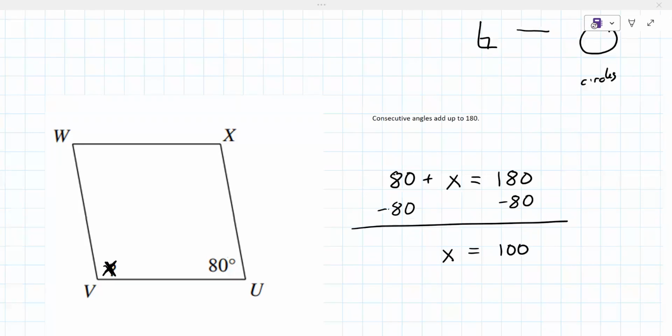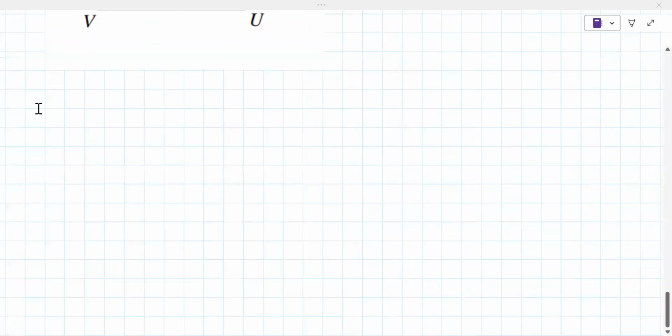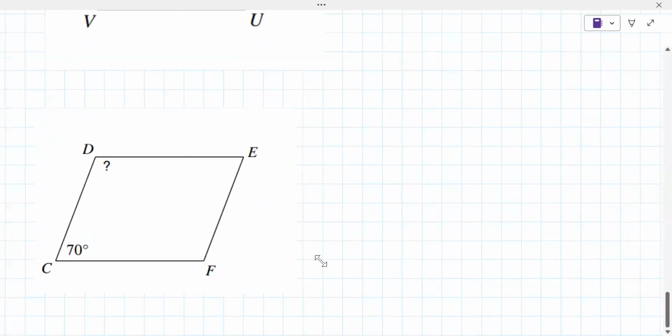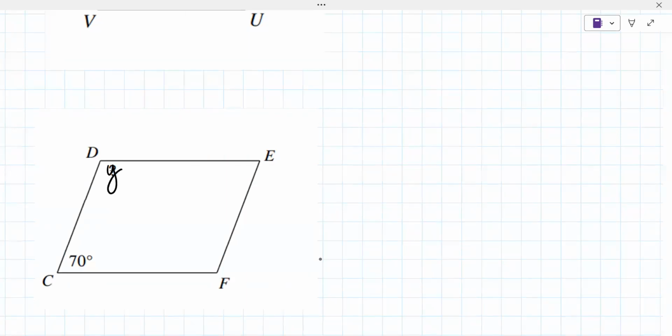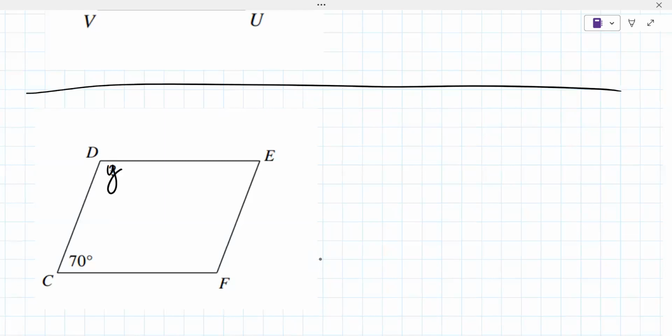All right, so here's one like that for you to try before we get into more complicated ones. This time, I'm going to use a different letter. I'm going to call this up here Y. It's the same type of problem as the last one, just different numbers. See if you can solve that for Y for us, please.